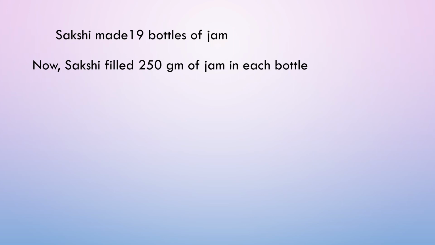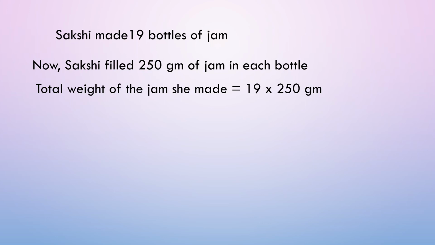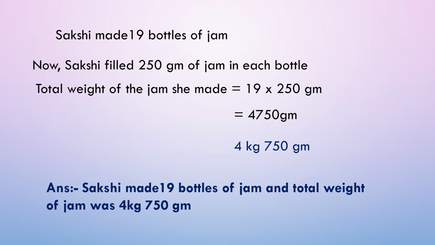Now Sakshi filled 250 grams of jam in each bottle. So the total weight of jam she made is 19 into 250. You have to multiply it. 19 into 250 is 4750 grams. You can write it in grams or you can change it into kg also. So 4 kg 750 grams of jam she made. So Sakshi made 19 bottles of jam and the total weight of jam was 4 kg 750 grams.